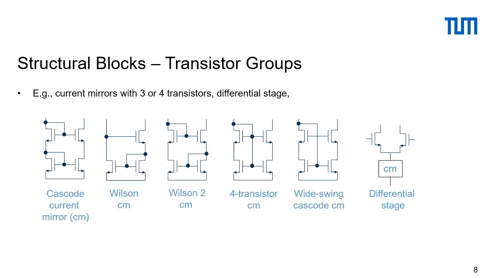Now we have to look for more complex groups. This is something like building pairs of pairs, or combining a pair with a single transistor and going up. This basically leads to different types of current mirrors, as shown here. This is a cascode current mirror, 2 types of a Wilson current mirror. This is something we call a 4 transistor current mirror. This is a typically used wide swing cascode current mirror. Now, if we take any of these current mirrors and combine it with a differential pair, we get what is called a differential stage.